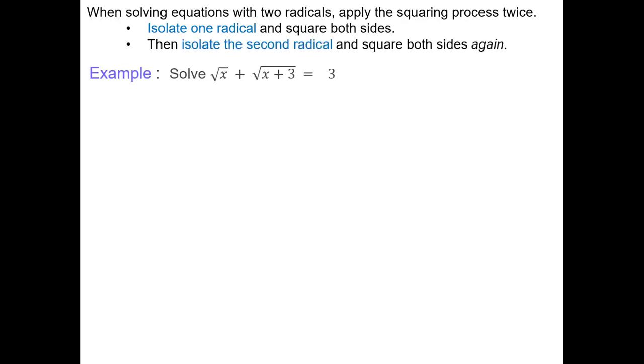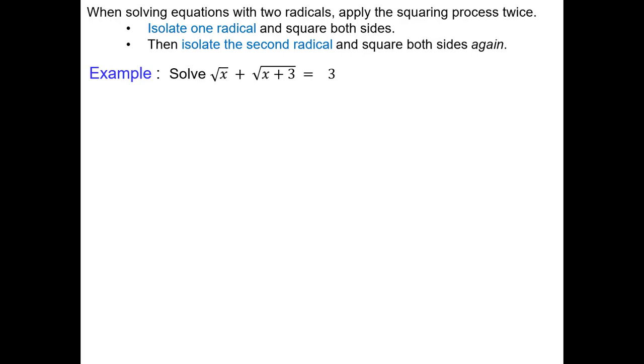Let's take a look at one last example where we end up having two radicals in the equation. So now we see that if we isolate one radical, like this one right here, then we would have a radical alone on one side so that we could square both sides. But notice that what some students try to do is at this point just square both sides, thinking that that's going to cancel out the radicals.